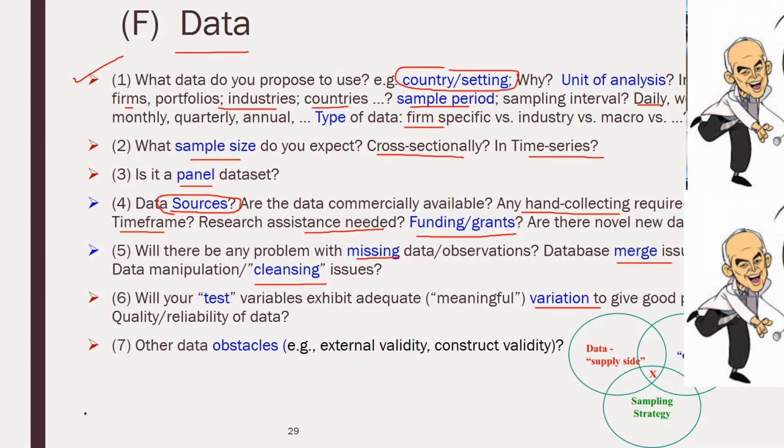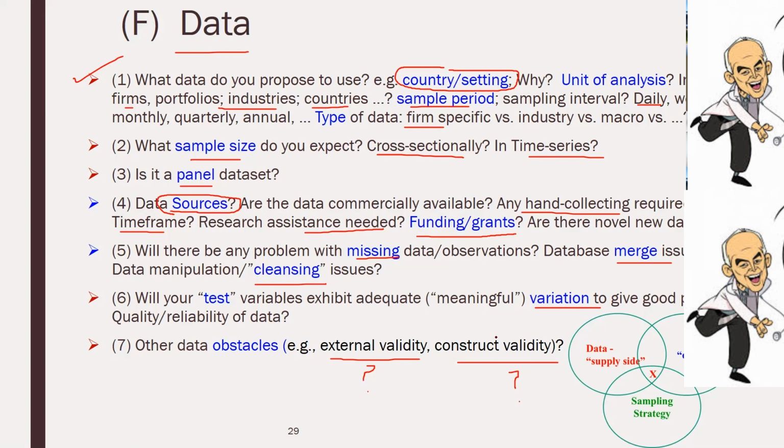Other data obstacles: external validity, construct validity. Anyone knows about these? External validity is, can we generalize our results from the sample to the overall population? If you only use ASX 200 firms, which represent the majority of the Australian market based on market capitalization, can we generalize those findings to small firms or mid cap firms? So think about external validity and construct validity as well.